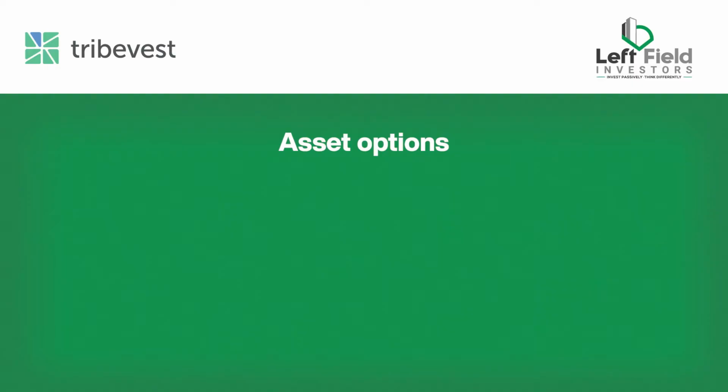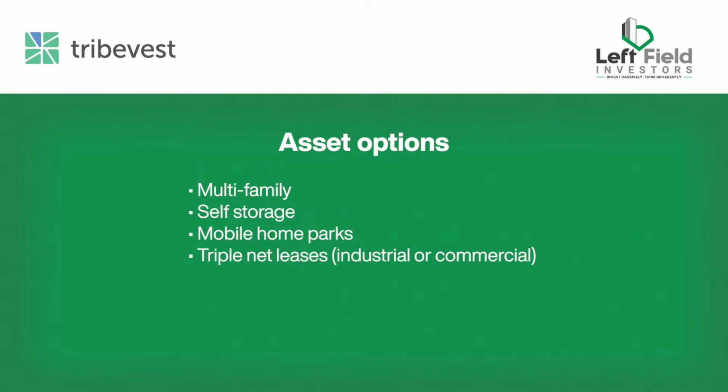Well, you got to start first by knowing what are the options, right? And there are a lot of options. So you have the first, the most popular: multifamily, self-storage, mobile home parks. That's what everyone's after these days. You also have triple net leases, either industrial or commercial. Now, triple net means the tenant pays real estate taxes, maintenance and repairs, and the insurance.